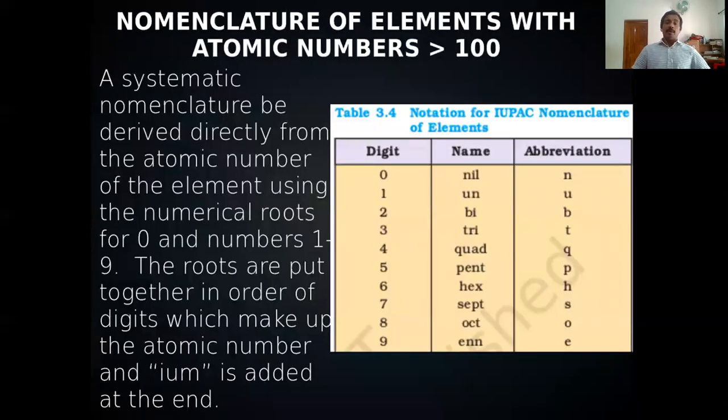Okay, nomenclature of elements with atomic number greater than 100. Already we mentioned that. What is UUT, UUP, UUS? We are trying to give answer to that question. When an element is discovered, we'll give a temporary name to the element. For giving this temporary name, there are certain rules. These are the rules here.